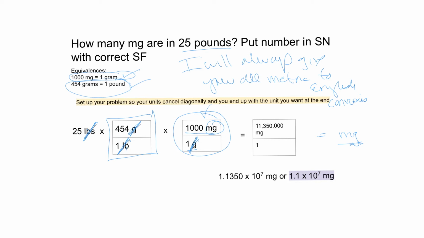So I'm going to multiply the top of my fractions. You know how to do this. 25 times 454 times 1,000 divided by 1. So that is 11,350,000 milligrams over 1.